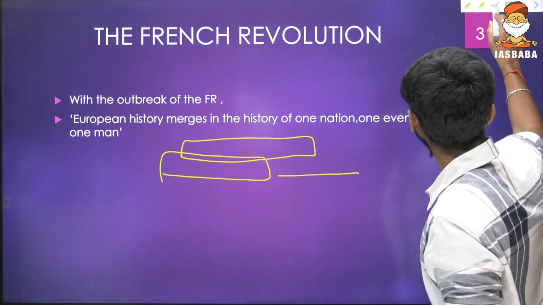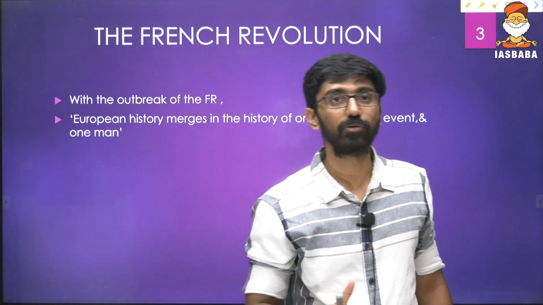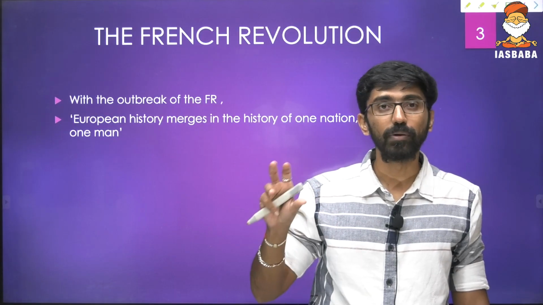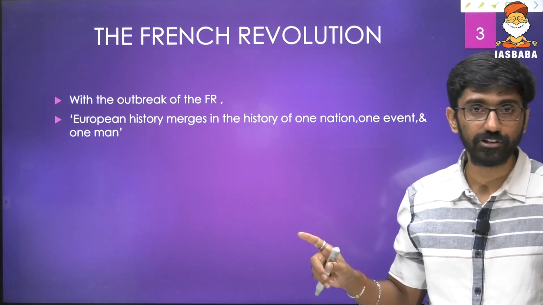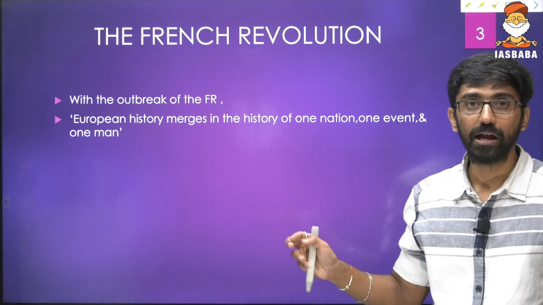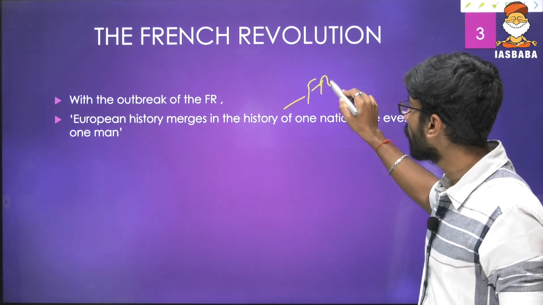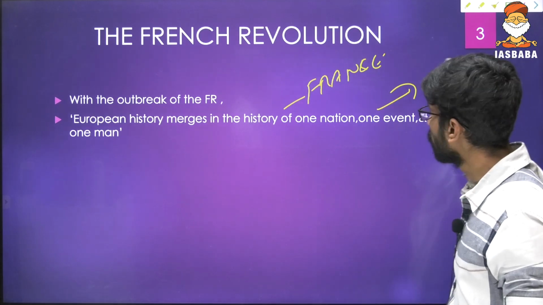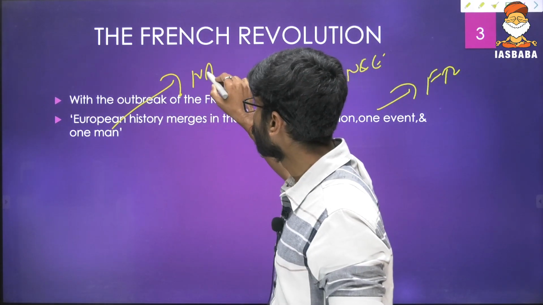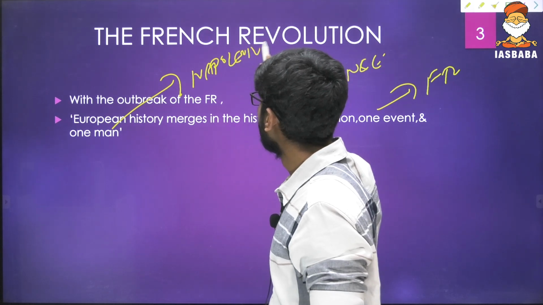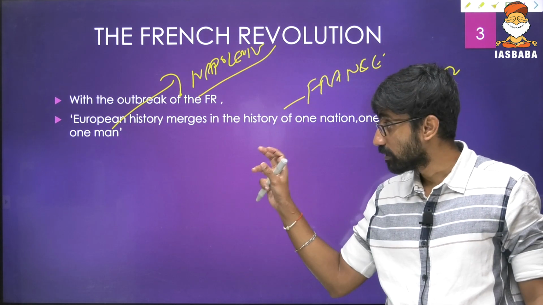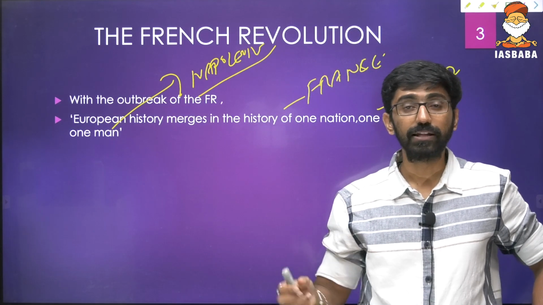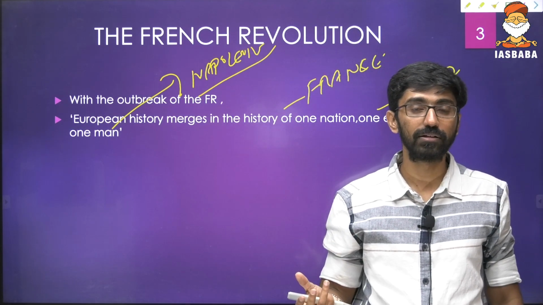Now a little more introduction about the French Revolution. There is a famous quote: "The entire European history merges in the history of one nation, one event, and one man." The one nation is France, because whatever was happening in France started influencing entire Europe and the entire world. The one event is the French Revolution, and the one man was Napoleon Bonaparte. The actions of the French people and the leaders of the French Revolution influenced continental politics.